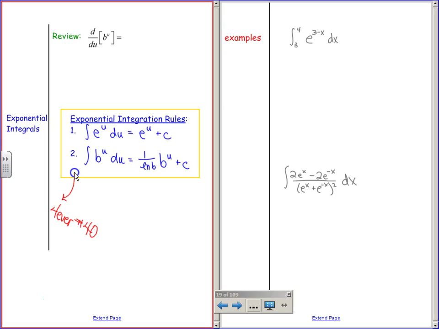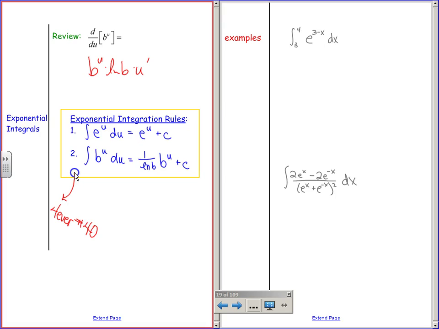So, we have the derivative of b to the u is b to the u times ln b. That's the derivative. Where does the integral come from? Well, if you were to go from there back, and take the derivative of b to the u, wouldn't you have an ln b that's not there? Where's the ln b? Not there. When there are constants that aren't going to be there, we actually just put the 1 over.